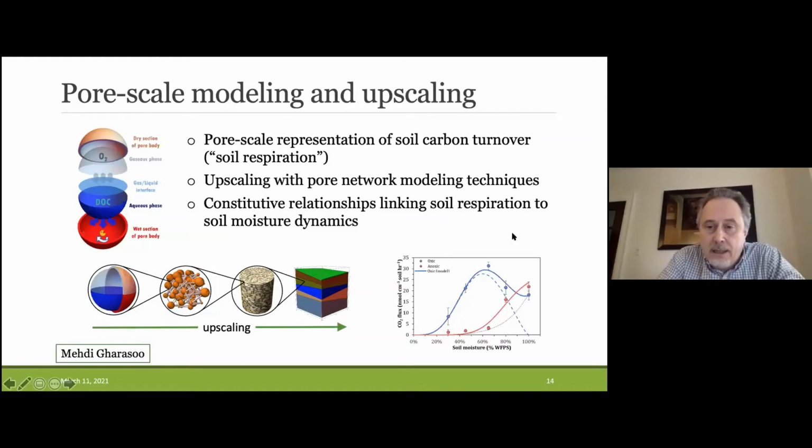And you see here an example of CO2 fluxes out of soils as a function of soil moisture, both experimental data and then modeling results. And of course, the soil moisture dynamics are driven by meteorological forcings, but also by things like groundwater fluctuations due to groundwater extraction, or farming practices such as tile drainage, etc.